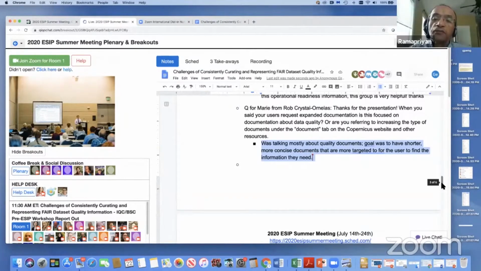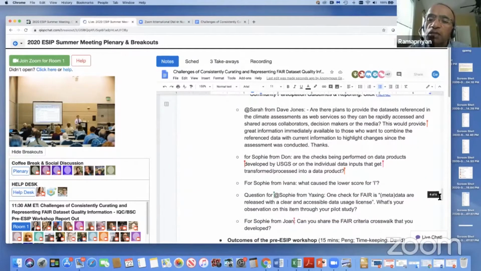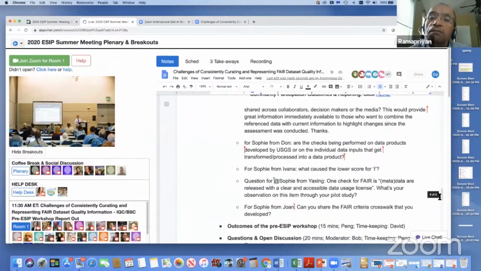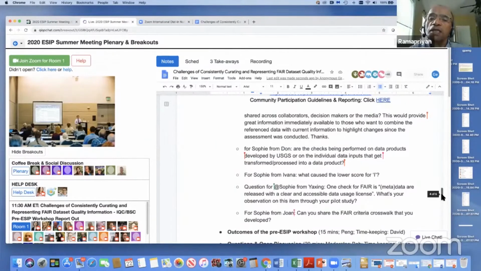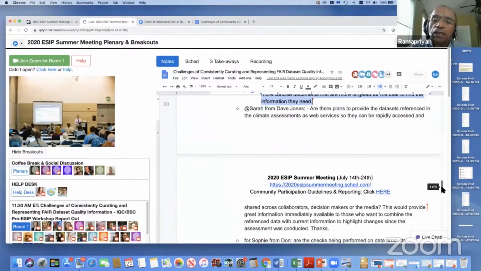So the next one is for Sarah from Dave Jones. Are there plans to provide the data sets referenced in the climate assessments as web services so they can be rapidly accessed and shared across collaborators, decision makers, or the media? This will provide great information immediately available to those who want to combine the reference data with current information to highlight changes, etc.